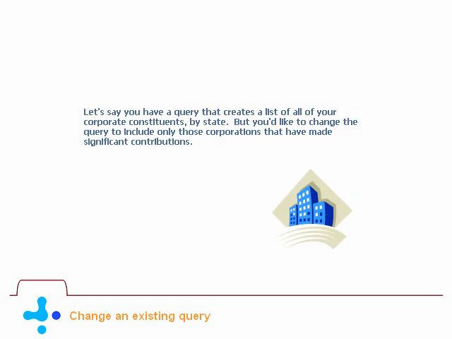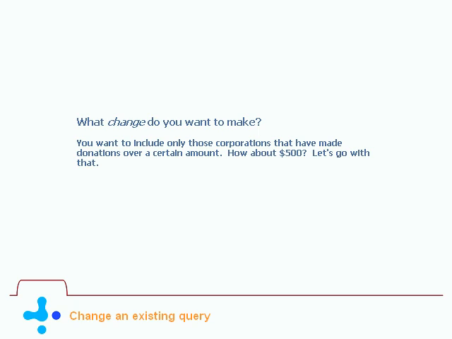Let's say you have a query that creates a list of all of your corporate constituents by state, but you'd like to change the query to include only those corporations that have made significant contributions. What change do you want to make? You want to include only those corporations that have made donations over a certain amount. How about $500? Let's go with that.